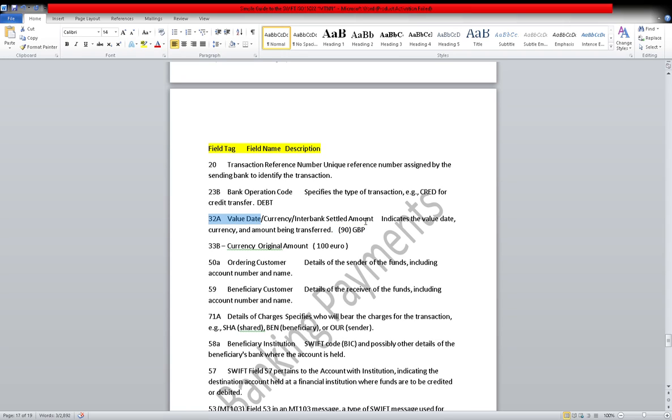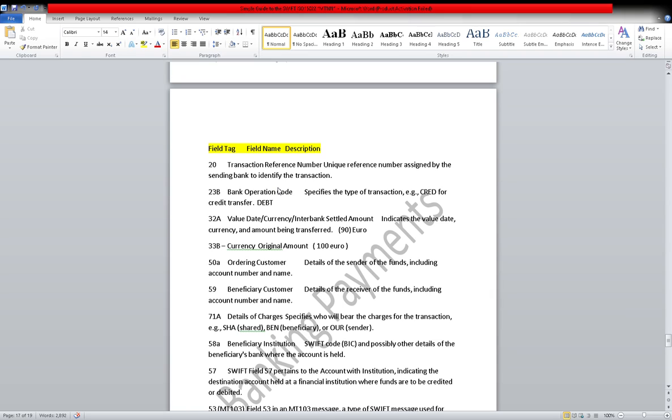So the settlement amount is always less than your original amount. Keep this in mind. Settlement amount is always less, and both amounts are always in the same currency, euro. Arpit, you should have caught me here. So this is the settlement amount 32A and this is 33B. Good, we are good till now with these four fields.